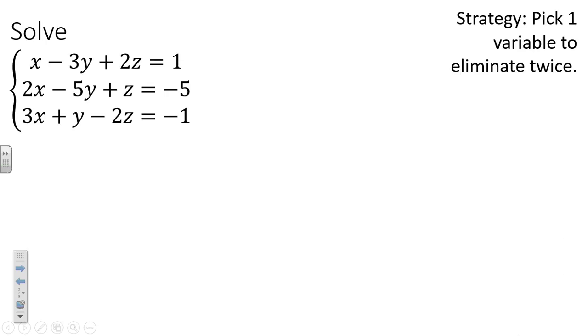Sure you remember these from last year, at least doing them, probably not enjoying them. We have 3 equations. One of them is x minus 3y plus 2z equals 1. A second is x minus 5y plus z is a negative 5. And a third is 3x plus y minus 2z equals 1.